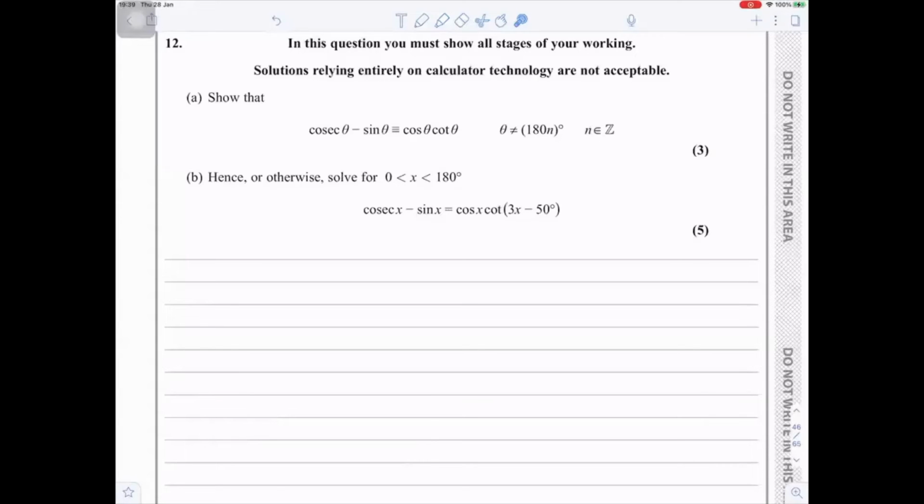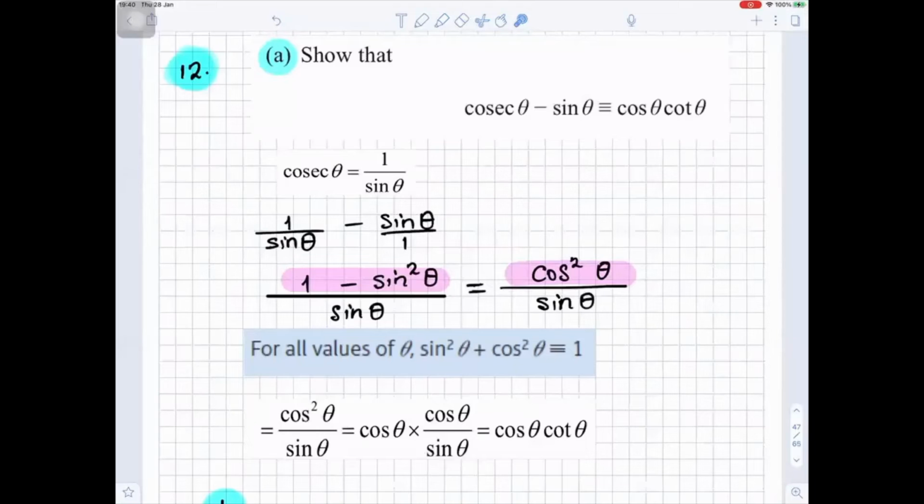Question number 12. In this question, you must show all the stages of your working. Show that cosec theta minus sine theta is identical to cos theta cot theta. To do this question, we write cosec theta as 1 over sine theta. Remember the S there. The S represents the sine. That's the way to remember it, 1 over sine theta. So we can write it as 1 over sine theta minus sine theta.